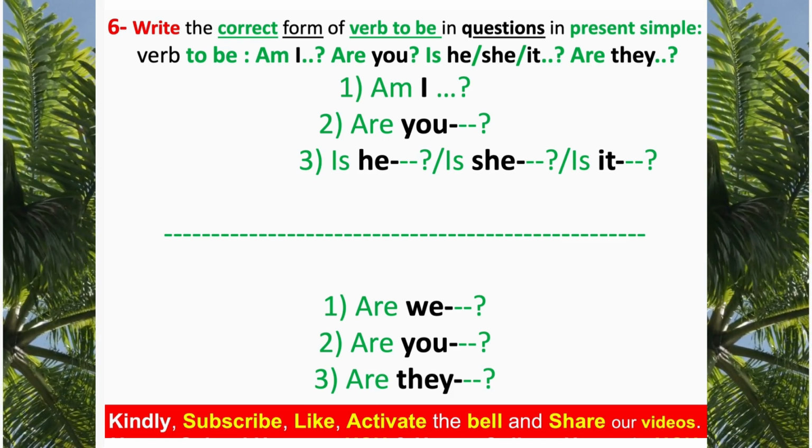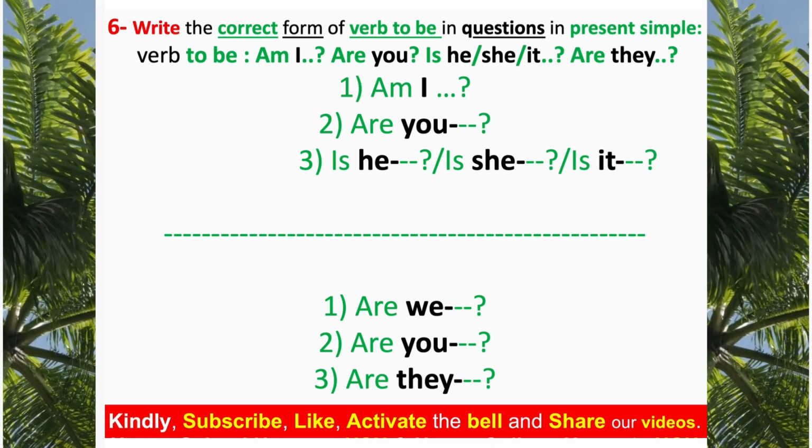Can we have in the question I am? Never. Can we have in the question you are? Never. Can we have in the question he is? Never. She is? Never. It is? Never. We are? Never. You are? Never. They are? Never. Why? Because it's positive form. So in the question form, the verb must come first. So am, are, is first. Then the subject pronouns I, you, he, she, it, we, you, they second. I hope you understand this point.